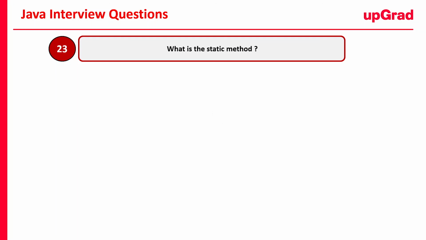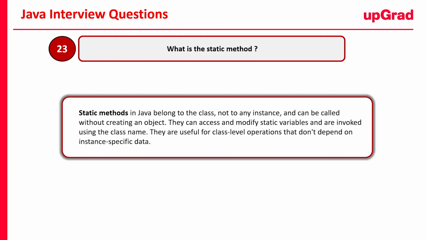To explain it, you should start with: a static method in Java belongs to the class itself, not to any specific object. This means you can call it directly using the class name without having to create an instance of the class. Since static methods are tied to the class, they can access and modify static variables, which are also class level, that is, not tied to individual objects.